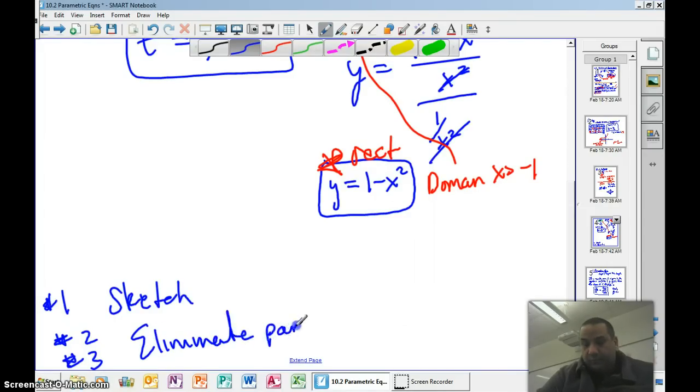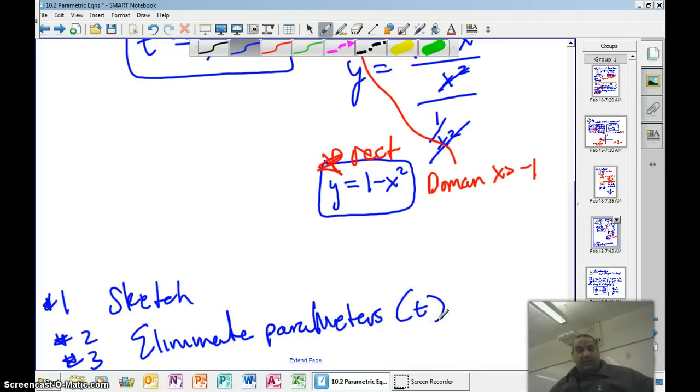Parameters. That's like the t. Eliminate the t. Get it to rectangular.